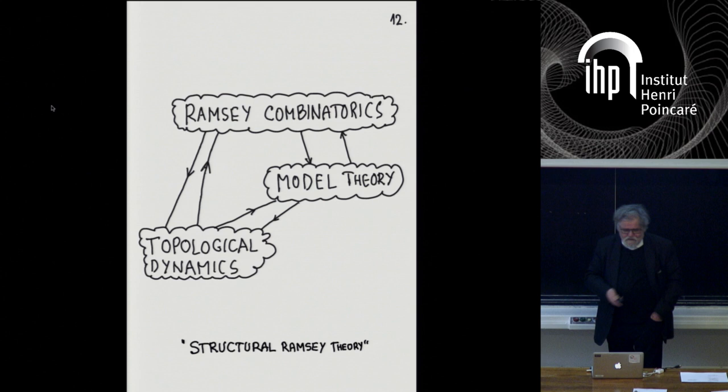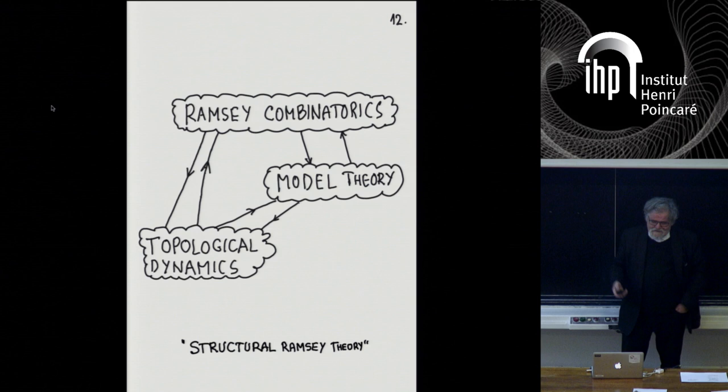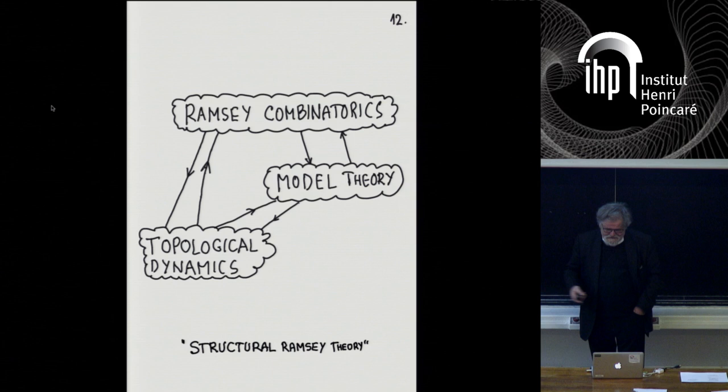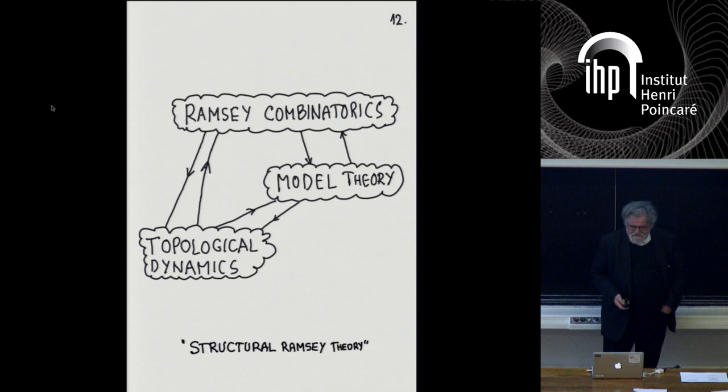Of course, Ramsey theory was always related to logic or model theory. Look at his paper from 1930. It's called On the Foundation. It's related to the decision problem, or Entscheidungsproblem, of arithmetic.